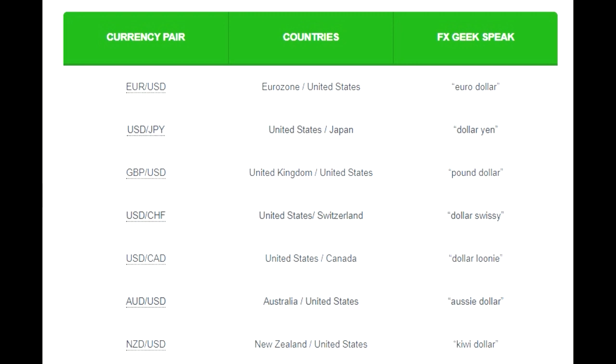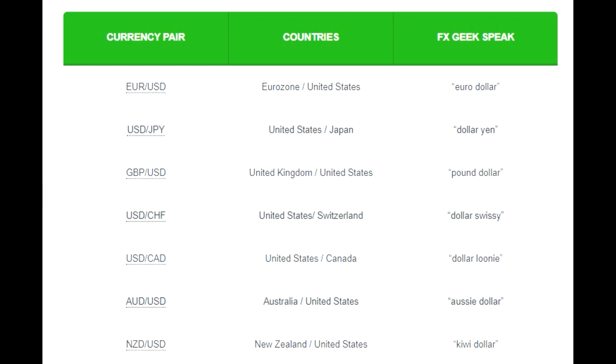This is a typical example of the major currency pairs: EUR/USD, USD/JPY, where JPY is Japanese yen, GBP/USD, where GBP is British pounds. So in Forex, you mostly see currencies written like this in short forms.